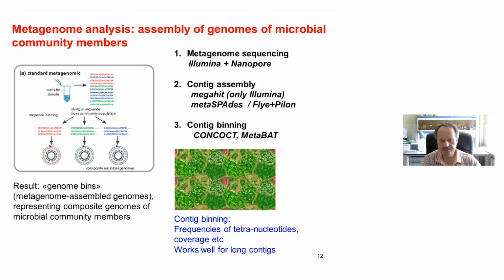The next step is binning of contigs into metagenome-assembled genomes. It is based on different frequencies of tetranucleotides in contigs of different microorganisms, and coverage, and some other features. Binning works well with long contigs, let's say longer than 5 kilobases. That's why nanopore is important. We are using 2 programs, CONCOCT and MetaBAT. I can't say that one is better. The outcome depends on the particular metagenome, so you need to try both.